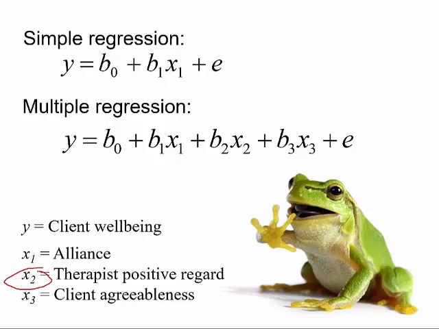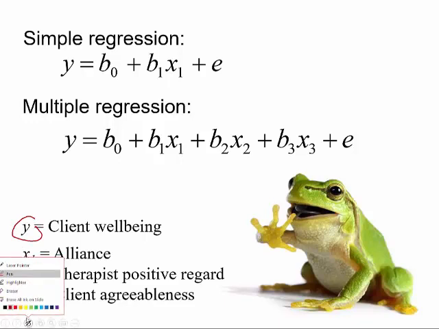So maybe another predictor of client well-being is, to what extent does a therapist express positive regard? And then maybe a third predictor would be the client's personality trait of agreeableness. That is, are you someone who tends to want to be agreeable and get along with others, and you're cooperative, and if people ask you to do things, you're likely to do what they want because you don't really want to have conflict? You want to be compatible and agreeable with other people. That's sometimes considered a personality trait of agreeableness.